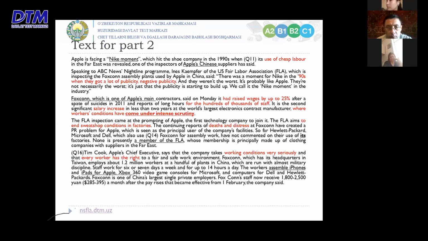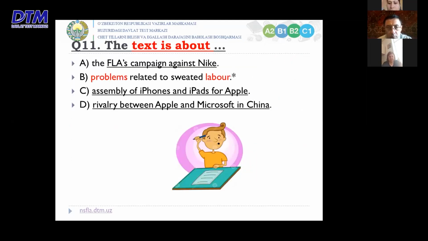In red, use of cheap labor. In the 90s, when they got a lot of negative publicity, they had raised wages by up to 25%, hundreds of thousands of staff, salary increase, workers' conditions, sweatshop conditions, working conditions very seriously. Every worker has the right, and so on. And there are some underlined words which are distractors. So the answer is, the text is about problems related to sweated labor. It's not about FLA's campaign against Nike or iPhones or Apple.